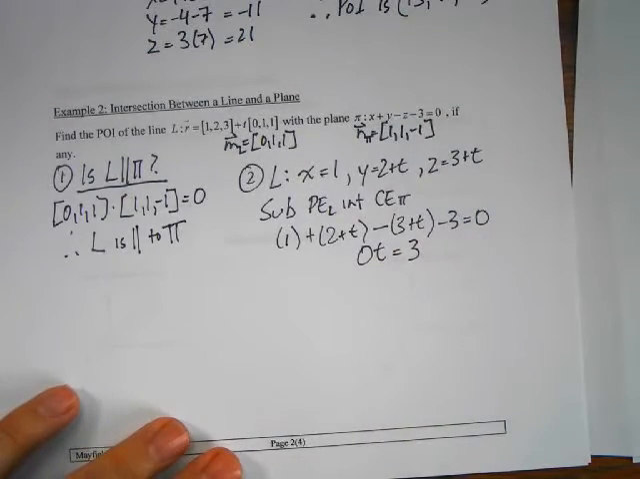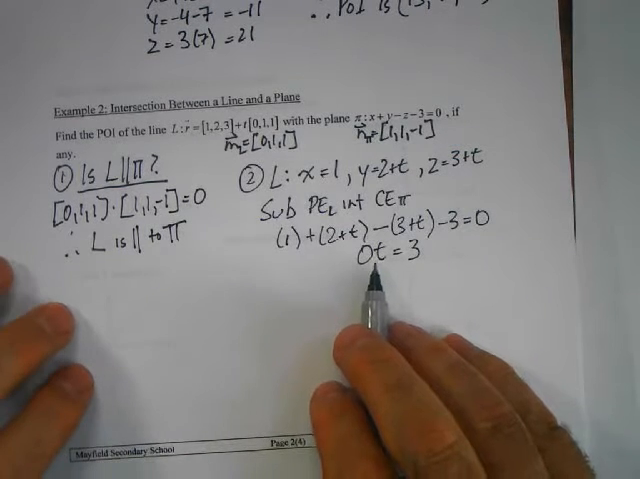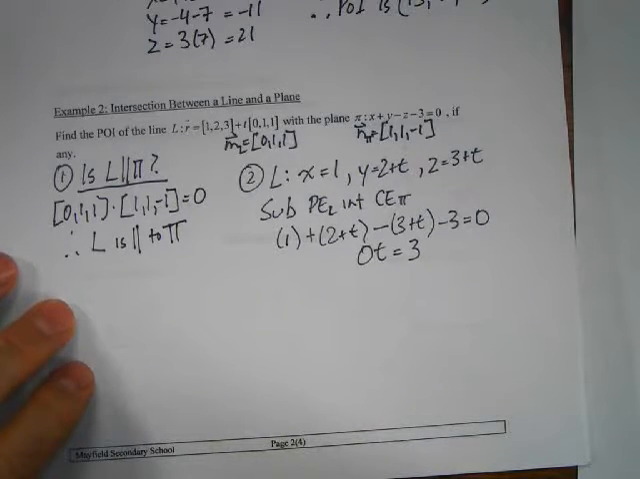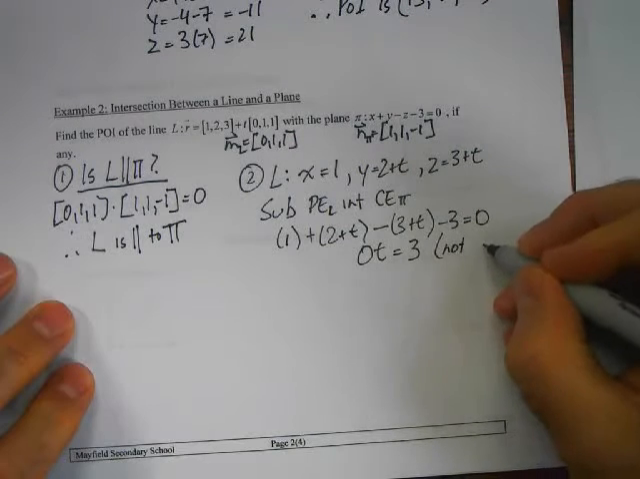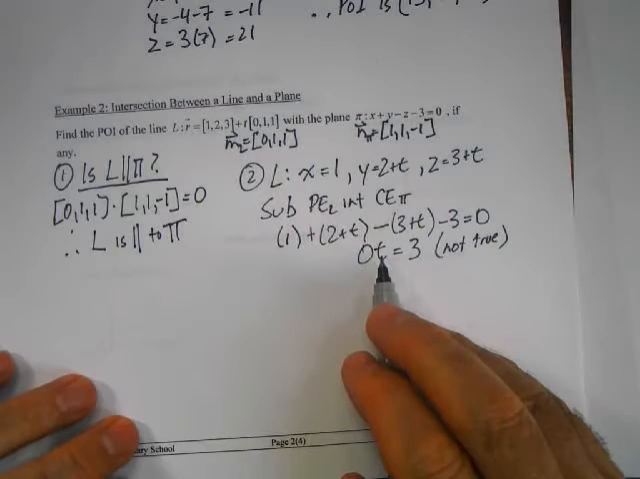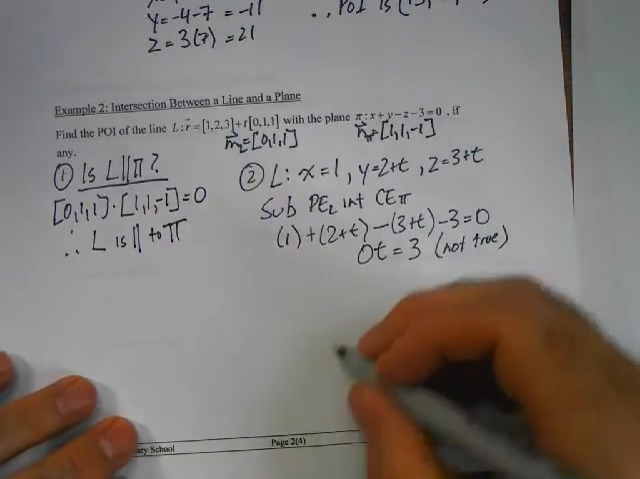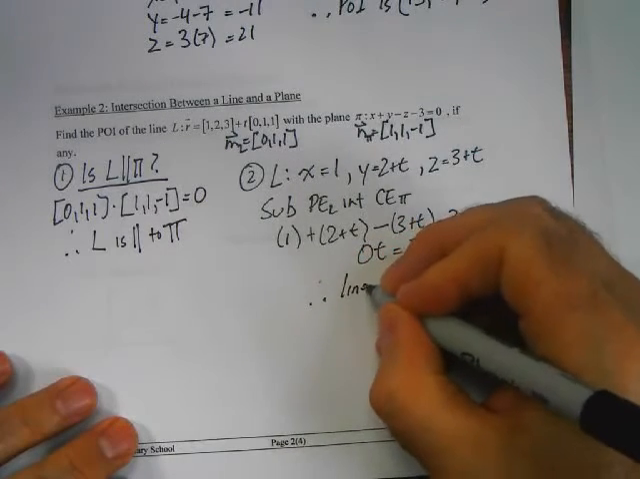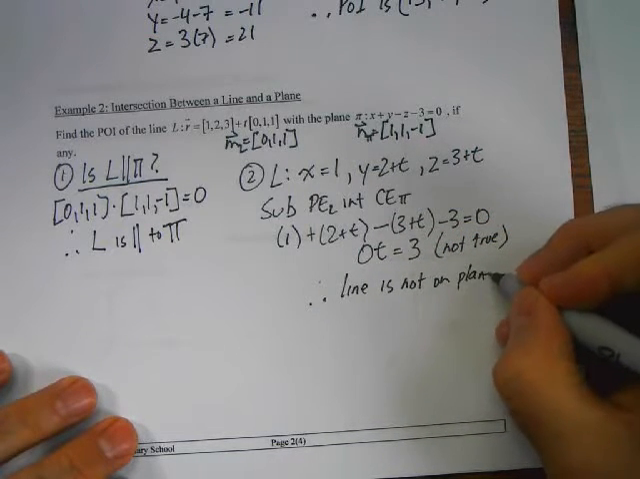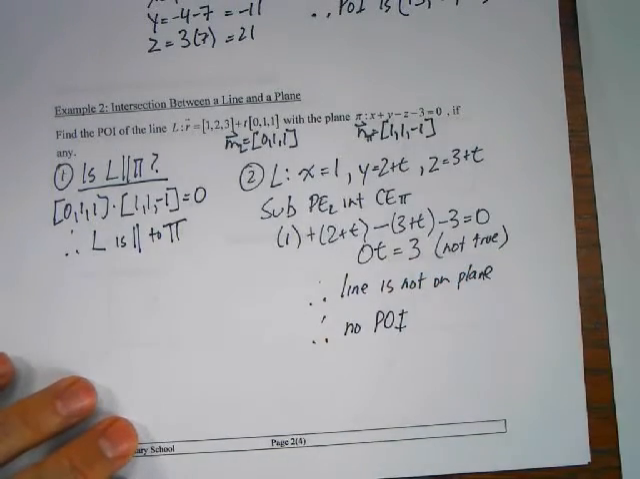0t equals 3. So if you think about this, is there any value of t that would make this equation true? And the answer is definitely not, because this can never be true. Since I can't find a value of t that works when I plug this in, that means that the line is not on the plane. So therefore no POI. So that would have been the second case here.